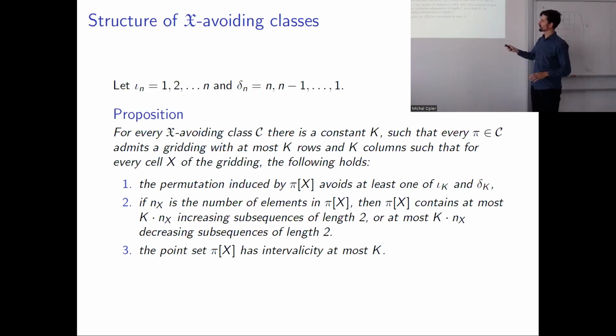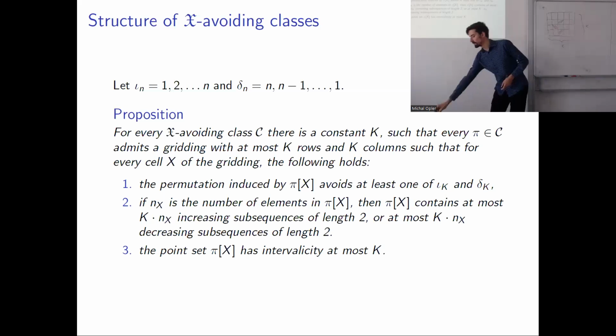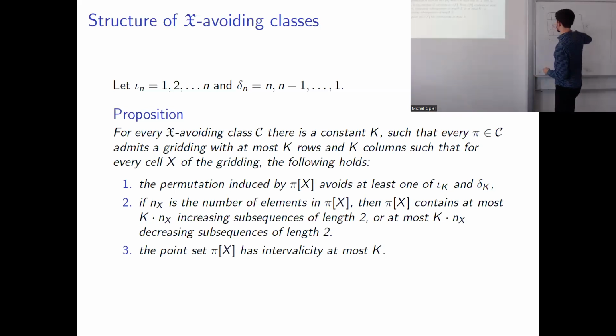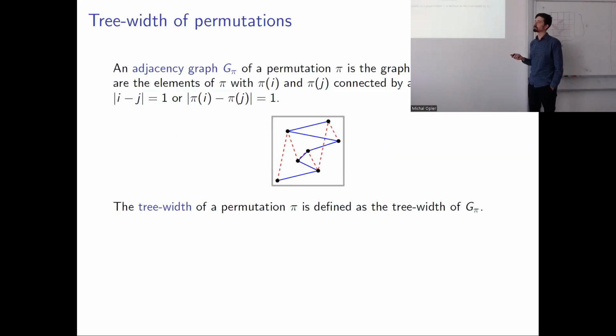And then the third bullet point essentially says that the cells that share the same row or same column cannot be interleaved too much. Somehow they do not jump too much in the values between these two. Not important for our case. So this is the one part, the structural theorem of these Chi-avoiding classes. And then what we do with this is take a very unexpected turn to treewidth.